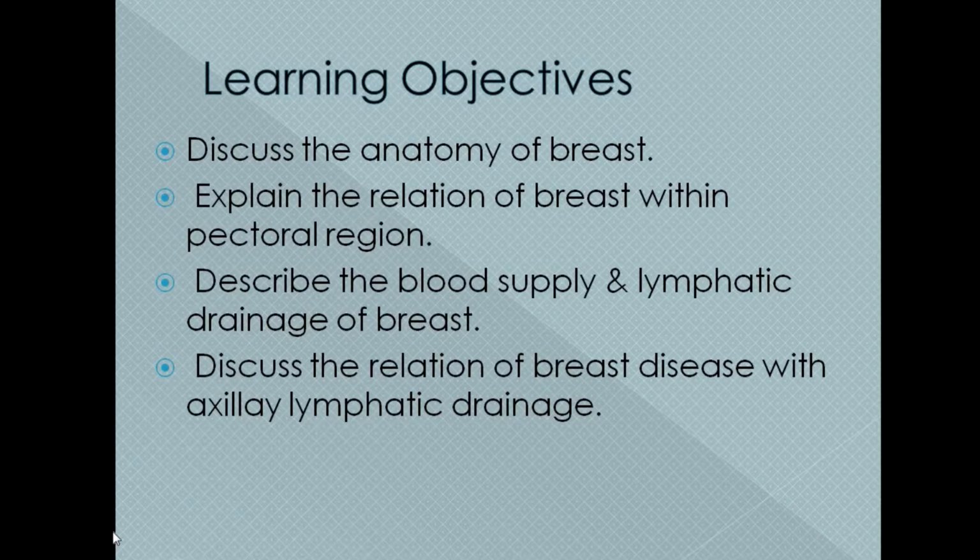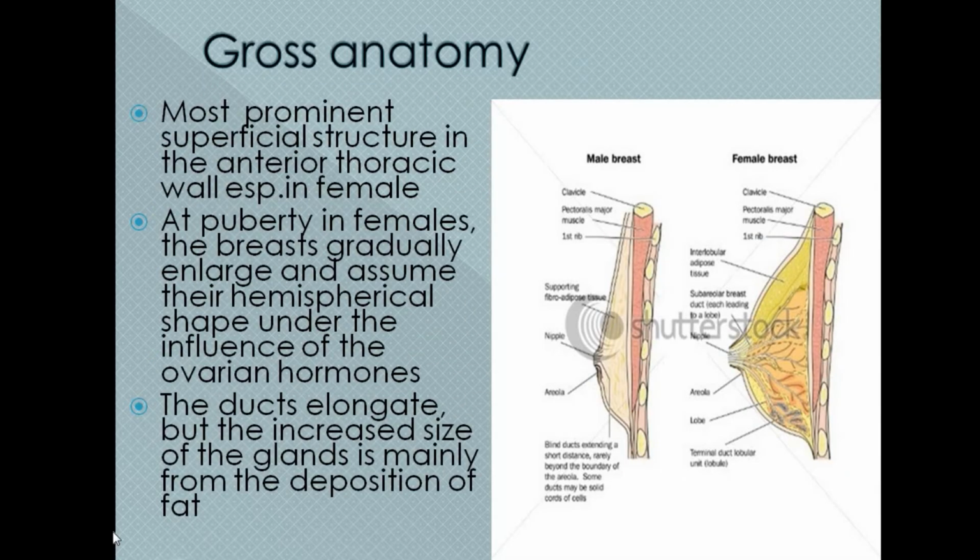Now the pectoral region and the blood supply along with the lymphatic drainage and the diseases associated with the lymphatic drainage of the breast. The breast is the most prominent and superficial structure present in the anterior chest wall, and it is especially prominent in the female at puberty and after puberty. It becomes enlarged during pregnancy and lactation because of the proliferation of the glandular parenchyma of the mammary gland present in the breast.